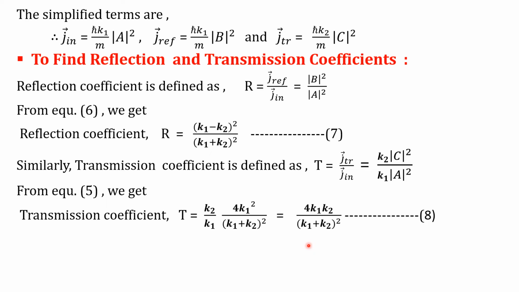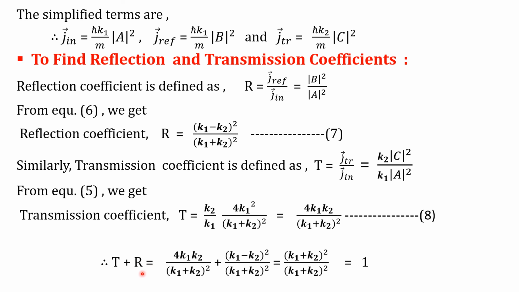As we find the probability of transmission and probability of reflection, or the reflection coefficient and transmission coefficient, the total probability is always equal to 1. That is, T plus R equal to 1. How do we get T plus R equal to 1? Substitute T, 4K1 K2 divided by (K1 plus K2) square, plus the R value found here, (K1 minus K2) square divided by (K1 plus K2) square.